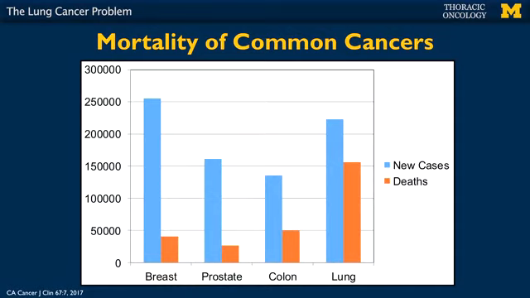This slide indicates the incidence of new cases of cancer in blue, and the number of deaths from each cancer listed across the bottom in orange. We see that lung cancer has a much higher death rate per number of cases than the other leading causes of cancer in the United States, namely breast, prostate, and colon cancer. So this indicates the high mortality rate associated with lung cancer.